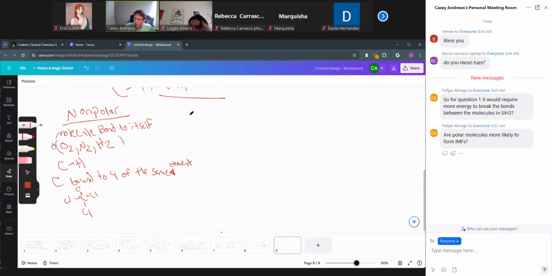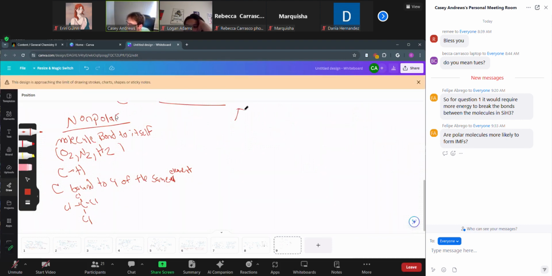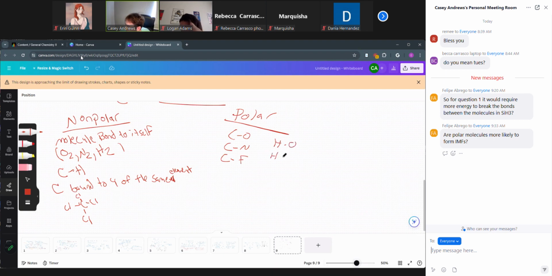Sorry, I'm running at an angle there. Polar. Oh no, I'm running out of lines. Polar. Basically, carbon-oxygen, carbon-nitrogen, carbon-fluorine, hydrogen-oxygen, hydrogen-fluorine, hydrogen-nitrogen. These are the very common ones we see, especially in organic chemistry, biochemistry, general chemistry. These type of interactions. Ion, you're looking at a metal plus a non-metal. This list is not exhaustive by any means.